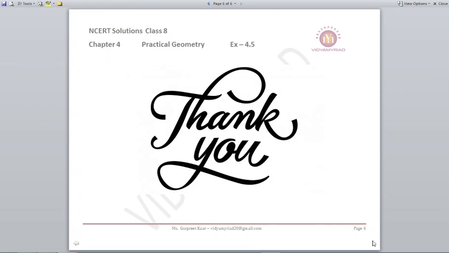That's all for this practical geometry exercise 4.5. I hope children you must have understood all the exercises of practical geometry. It was quite easy. Please do lots of practice. Don't feel that it is easy, so we will do it just in the last hour. Practice is a must, and as you know, practice makes the man perfect.